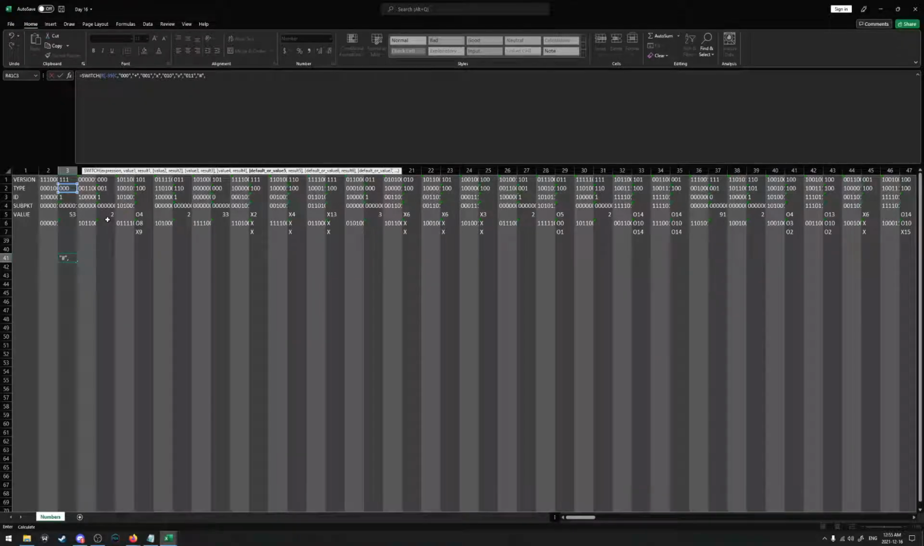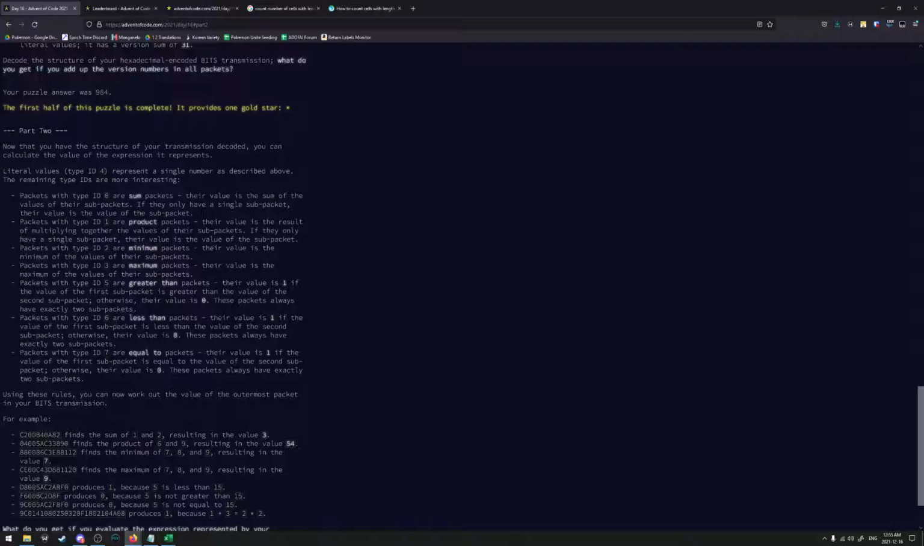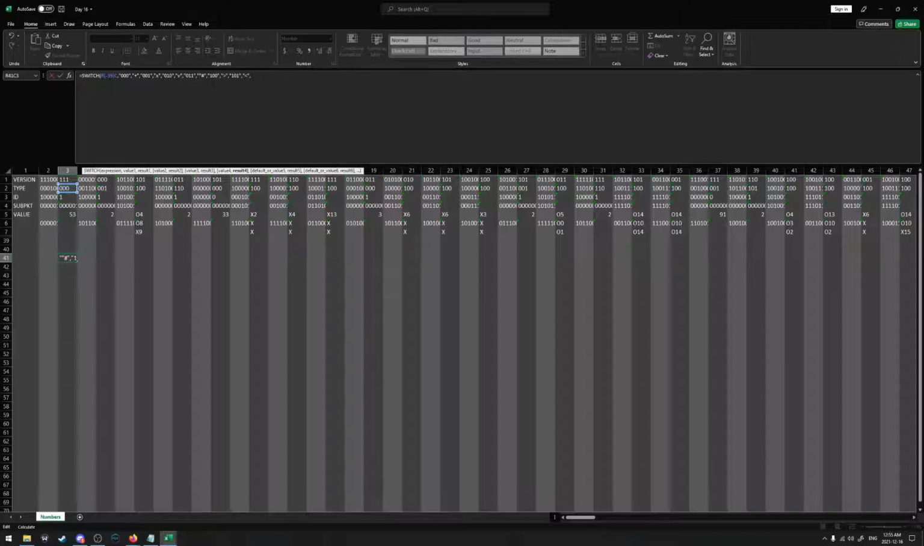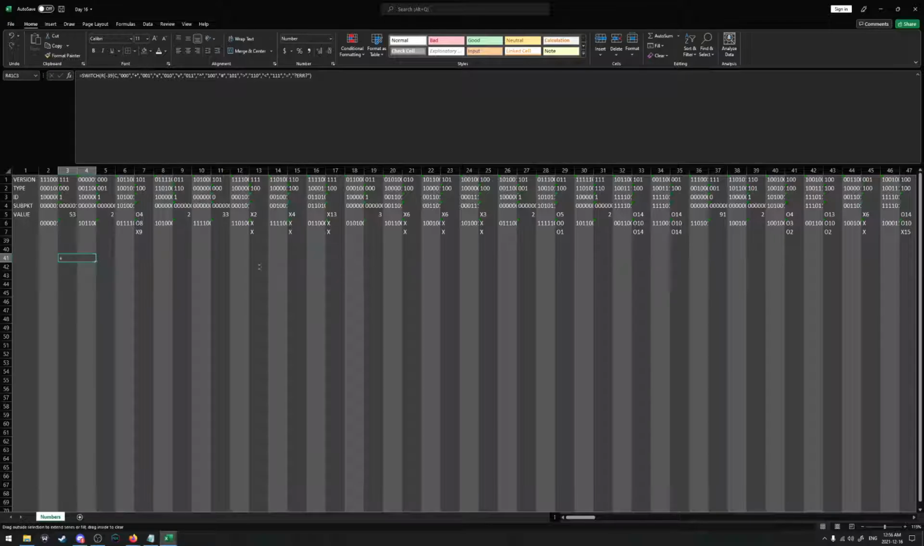Yeah, okay. Then it's greater than packets. And then 101 less than packets. And then equal to. Sorry. And then default. Okay. You can bring that all the way out.